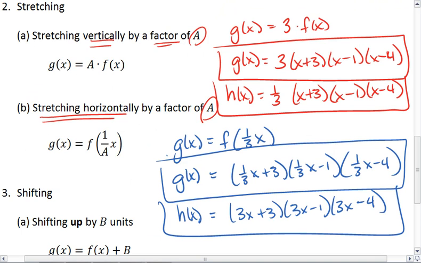That is stretching and shrinking horizontally and vertically. And the main thing to remember is that when we are working horizontally, you do want to use the reciprocal.